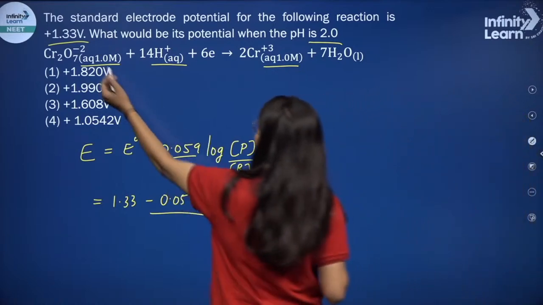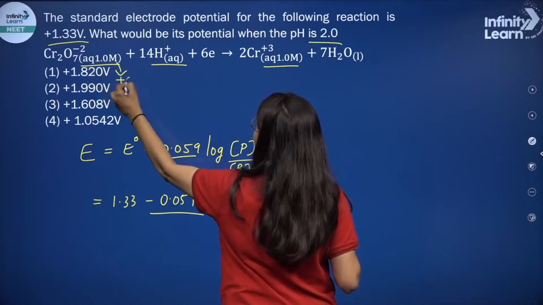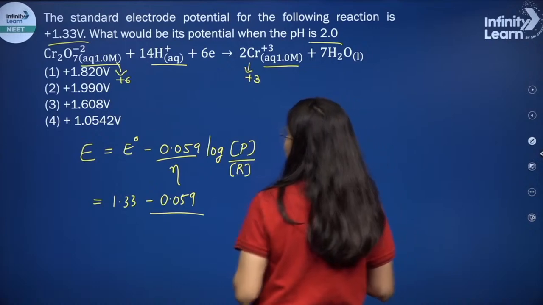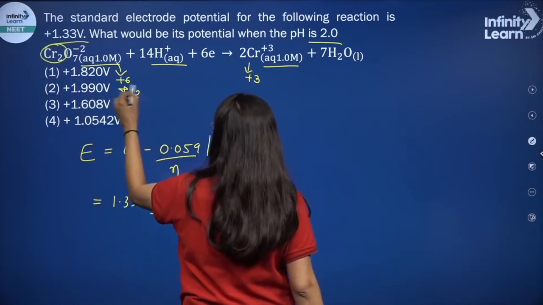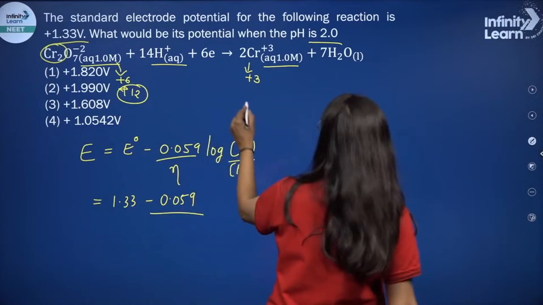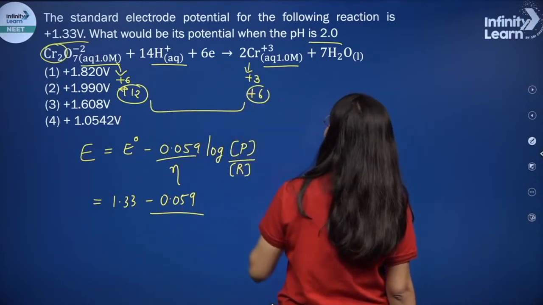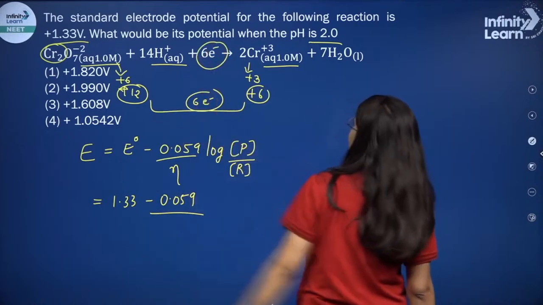For this, I need to calculate the oxidation state. So, here what is the oxidation state? Plus 6 for 1 chromium, plus 3 for 1 chromium. But here we have 2 chromium, so I'll calculate for 2 chromium, which will be plus 12. Here for 2 chromium, it will again be plus 6. So, how many electrons are transferring? 6 electrons. Also, it is already given here, no?